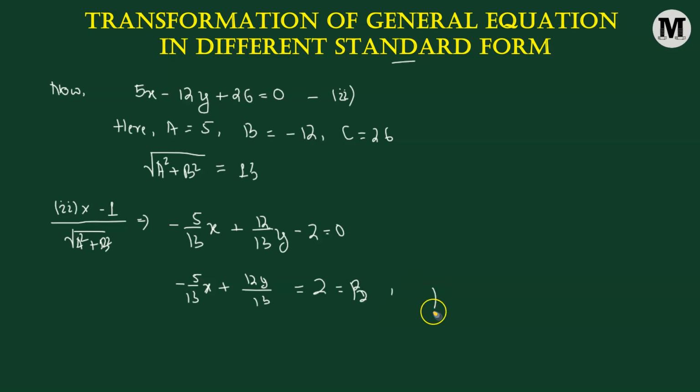Here we have considered P2 to be equal to 2, where P2 is simply the perpendicular distance of equation number 2 from the origin. So we have obtained P2 equal to 2 as well. And then finally, we're going to consider the third equation of the line.